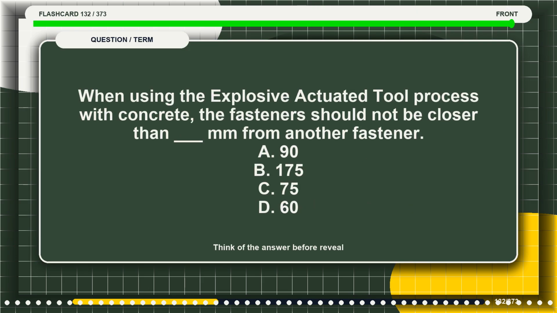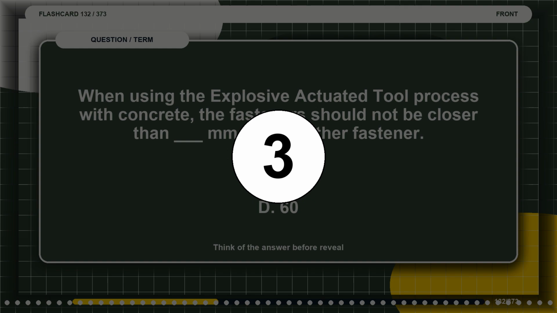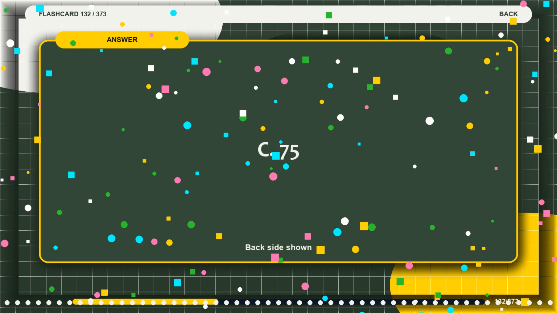Flashcard 132. When using the explosive actuated tool process with concrete, the fasteners should not be closer than blank mm from another fastener. A. 90. B. 175. C. 75. D. 60. Think of the answer before the reveal. The answer is C. 75.